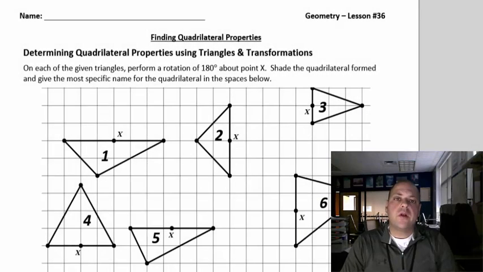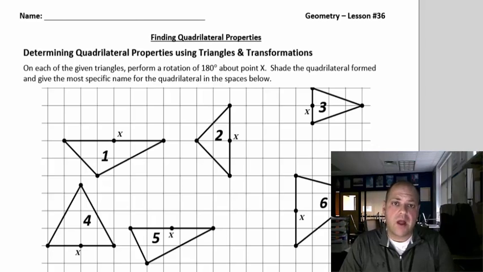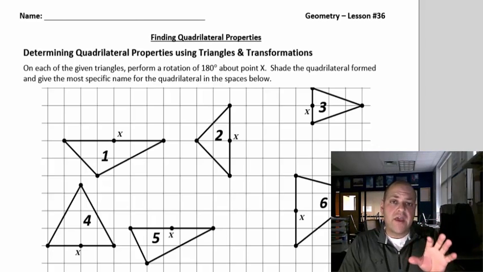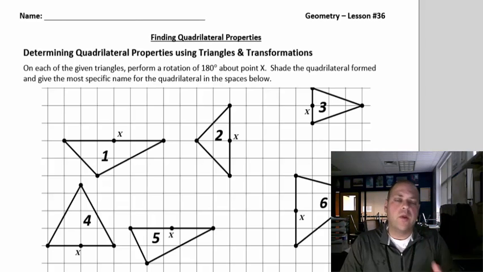All right, in this lesson, we are going to be moving into quadrilaterals, and we're going to be finding quadrilateral properties. Now, remember, quadrilateral means four sides. Okay, so these are going to be polygons with four sides. What do we know? We already know a lot about four-sided polygons, quadrilaterals.